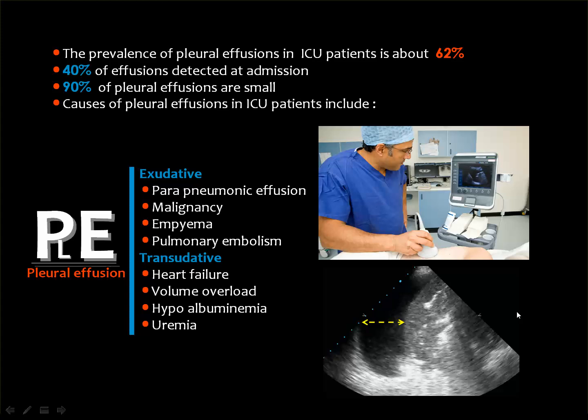Then we came to the pleural effusion, which is one of the common findings in ICU patients, and the incidence may reach up to 62%. 40% of effusions are detected at admission, and 90% of effusions are of small size. These are the causes of effusion: parapneumonic, malignancy, empyema, embolism. And the transudative effusion is due to heart failure, volume overload, hypoalbuminemia, and uremia.